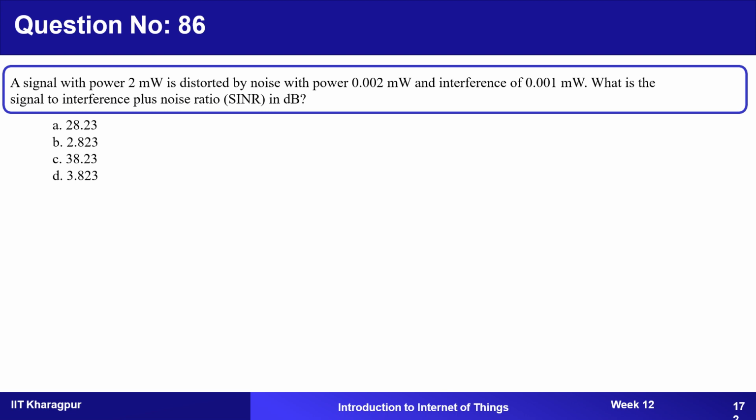Any formula? 20 log to the base 10, 2 by 0.002. Right. So, okay, tell everyone the formula which you have used. It's 10 log to the base 10, milliwatt divided by 0.002 milliwatt. Yeah, basically, first of all, you have to add these two.